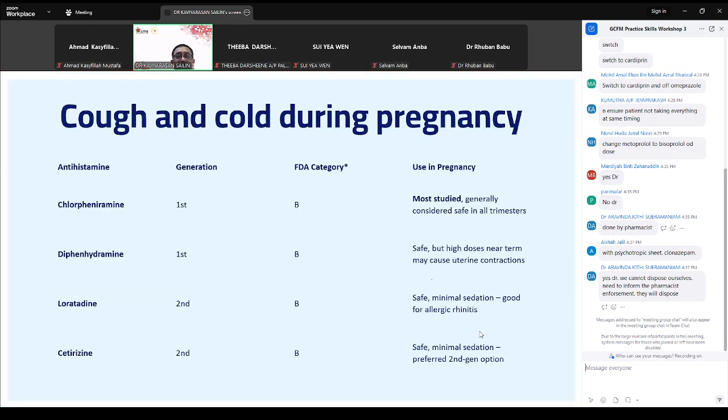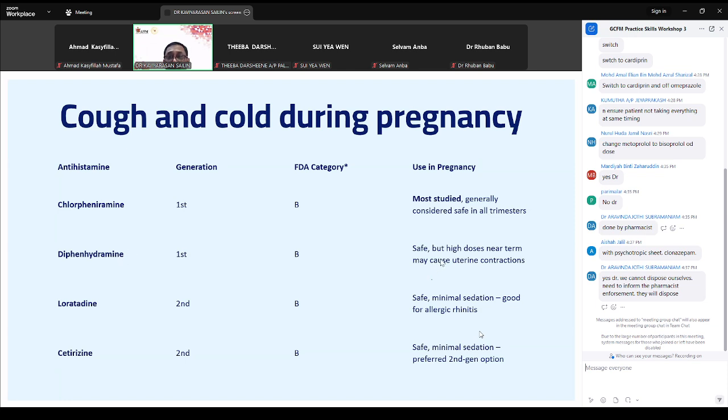So these are grade B, all these are category. Chlorpheniramine, diphenhydramine, loratadine, cetirizine: first generation, second generation, and these are second generation. Okay, chlorpheniramine, most studies generally consider it safe in all trimesters.